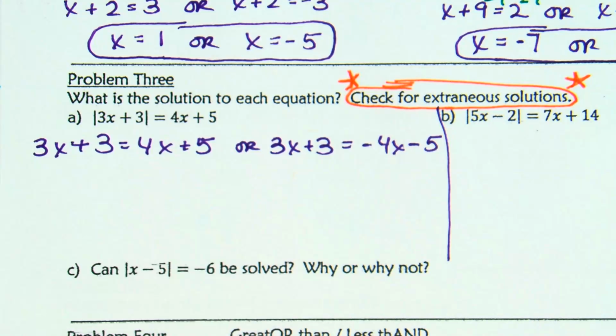Now it just comes down, we have to solve this stuff. I don't know, what do you guys want to do here? If it's 3x plus 3 equals 4x plus 5, which way did you move your variables?